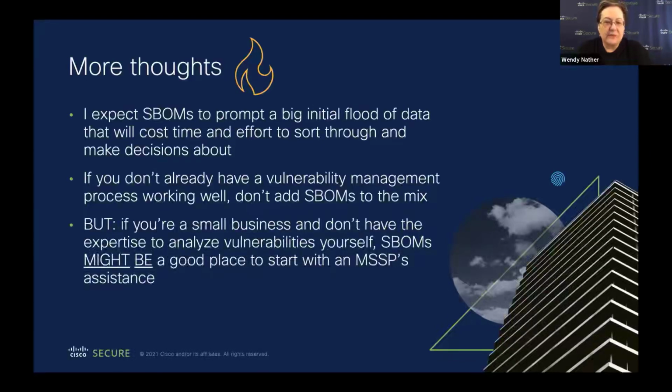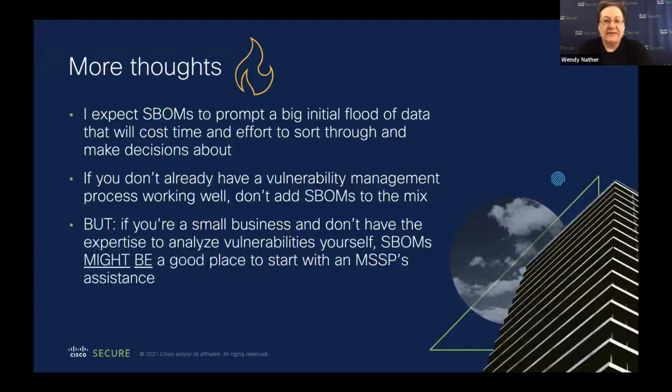Now, if you don't already have a vulnerability management process working for what you learn about today, please don't add SBOMs to the mix. Again, I think it's just going to make your situation worse. And I'm willing to fight about that.